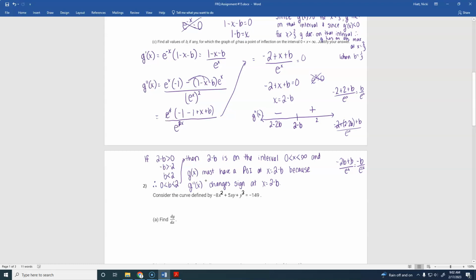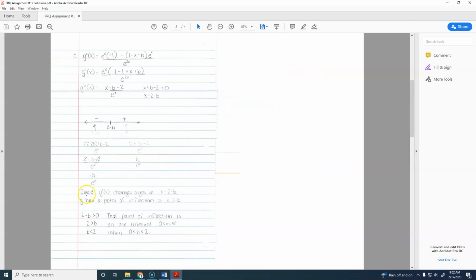Yes, it is basically the same thing, because we know that g is going to have a point of inflection at 2 minus b here because g double prime changes signs. So I did the same thing here where I found that b has to be less than 2. So the point of inflection is only on the interval from 0 to infinity when b is between 0 and 2.